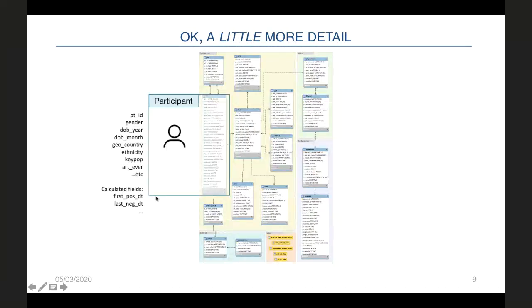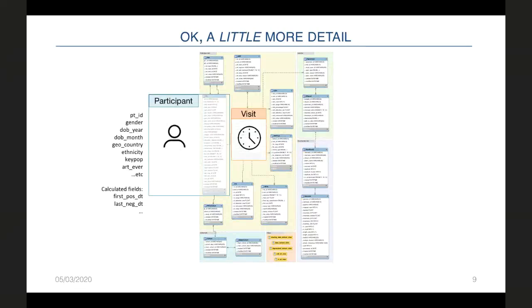There are also some calculated fields. So these are fields you can sort of work out from other information. For example, the date when they had a first positive HIV test. And that obviously happened on some date, so there would have been a corresponding visit, but ultimately we can figure this out and, for convenience's sake, place these with the participant information.